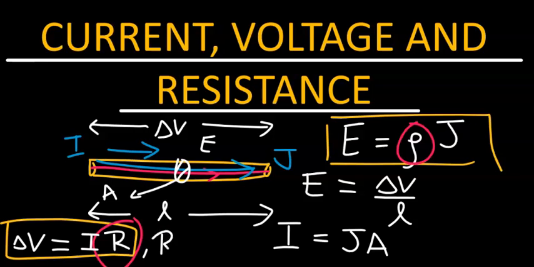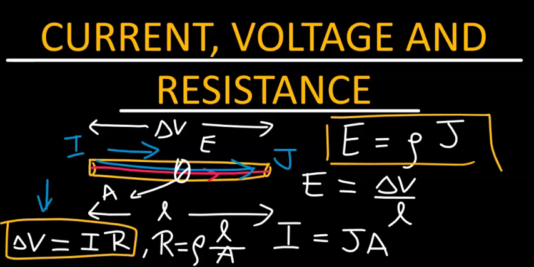The resistance of this conductor equals its resistivity times its length over the cross-sectional area of that conductor. These two equations are known as Ohm's law.